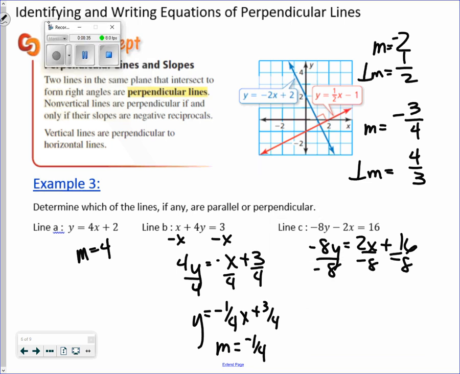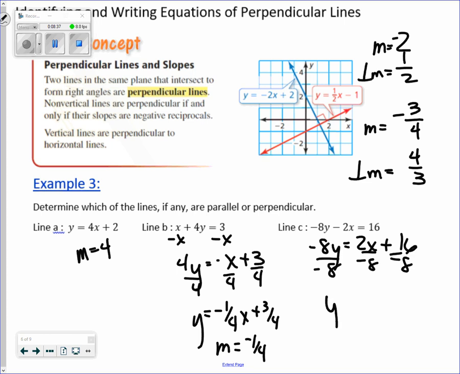Move this out of the way here. So y would equal -1/4 x minus 2. So this again has a slope of -1/4. So which ones are parallel and which ones are perpendicular?